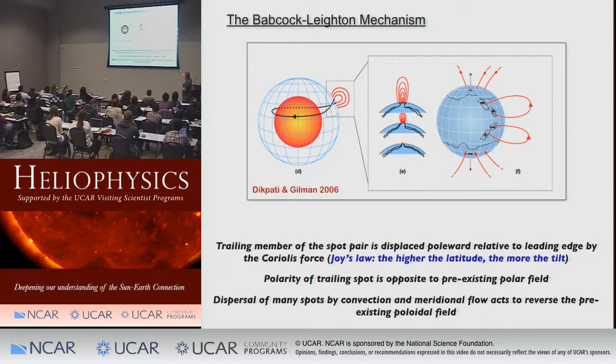What's more, because of the way the omega effect works, the sign of the trailing flux is opposite to the pre-existing poloidal field. So if you can move these things to the equator, pinch this off and cancel the leading flux across the equator, and move the trailing flux to the poles, eventually you can flip the dipole moment. This is an observed thing: the higher the latitude, the more the tilt. This is an observed feature of active regions on the sun. It's called Joy's Law.